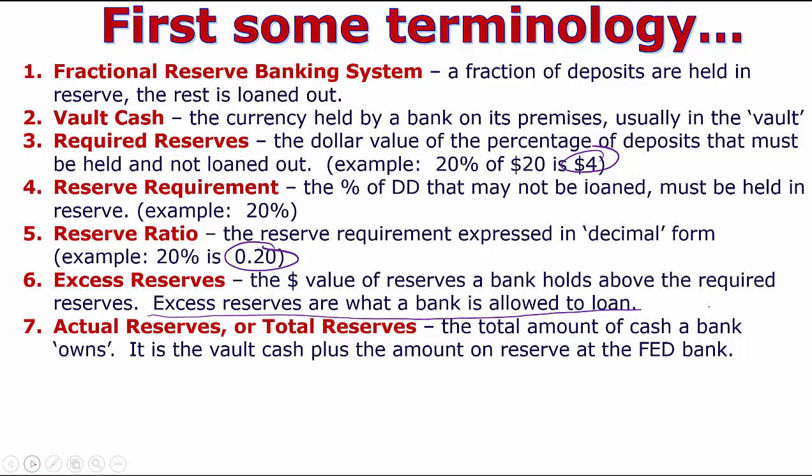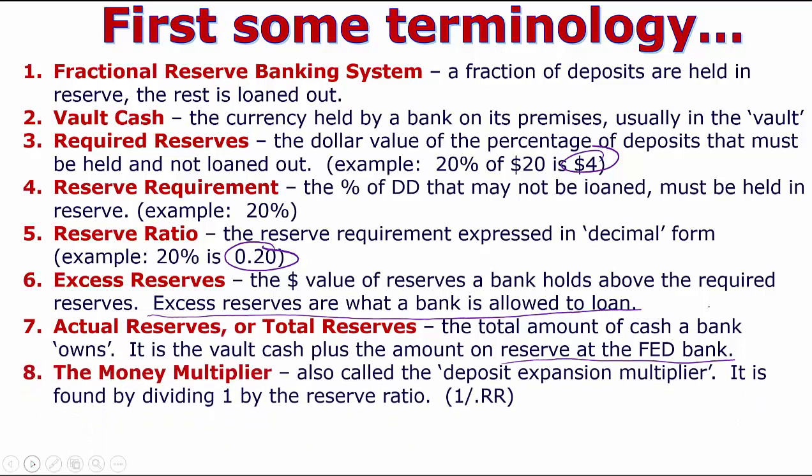Number 7, actual or total reserves. This is the total amount of cash money a bank owns. They keep what they own in currency as vault cash plus on reserve at the Fed Bank. And number 8, we're going to learn about the money multiplier. Sometimes called the deposit expansion multiplier. Both are correct. It doesn't matter what you call it. It tells you how much bigger the money supply can get. And we are going to go over the calculations in a sec.